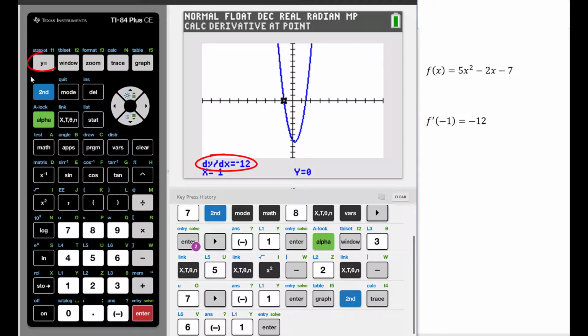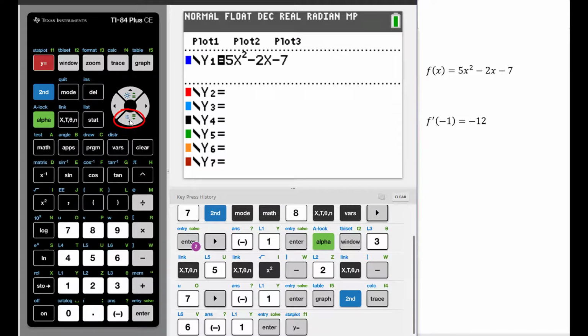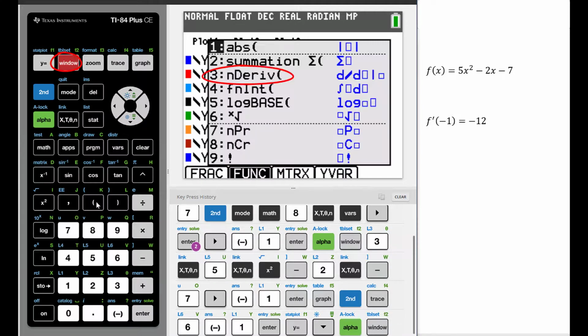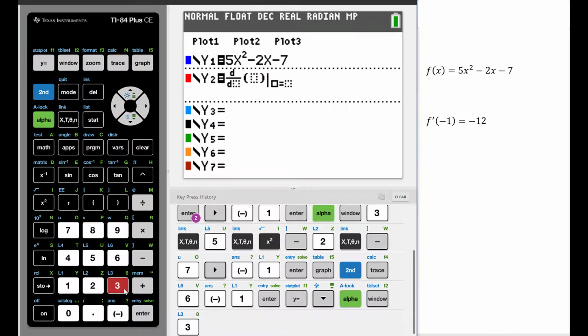Now I'm going to show you one more method for finding the numerical derivative of this function. Let's go ahead and press the Y= button. That brings us back to our screen with our functions. Let's scroll down to y sub 2. And then we're going to press the Alpha button, which is the green button on the left-hand side of your graphing calculator. Then we will press the Window button to access the F2 function, and then number 3 for nDeriv. Now we are going to type in d dx of y sub 1.